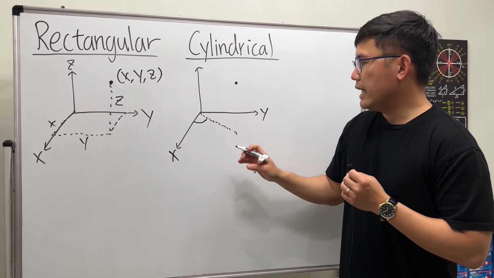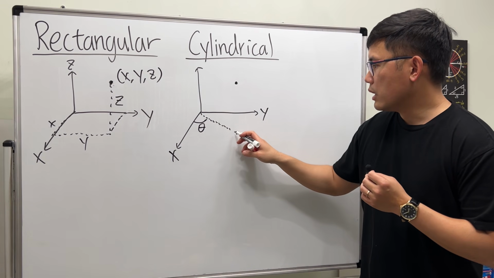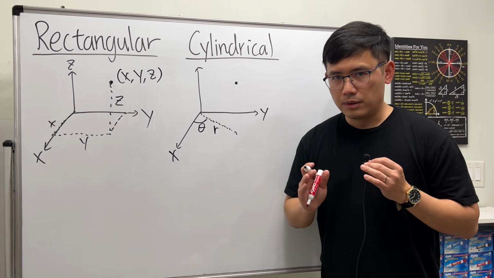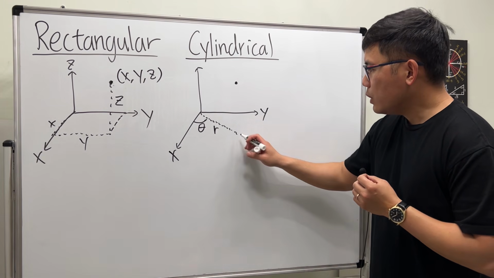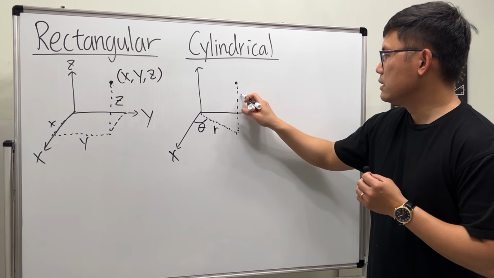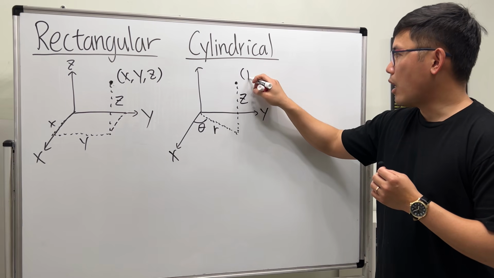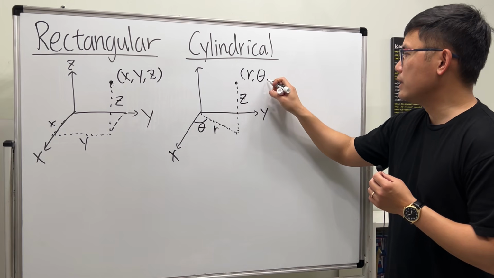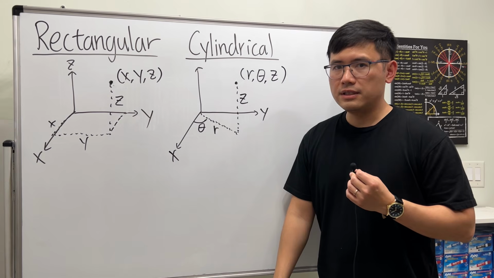This rotation on the xy plane, we will call that theta, and this distance from the origin to the spot under the point, we call that r. It's really just like the polar coordinate system that we see in the two-dimensional situation. And then once the point's right above us, we can just go up. In this case, that is still going to be z. We are going to write this point as r first, and then theta, and then lastly we put down z.